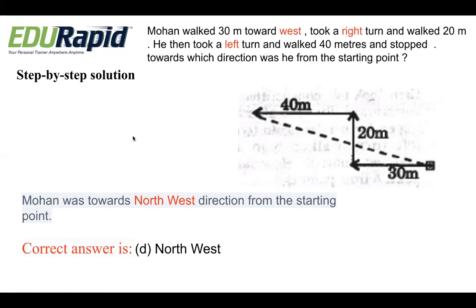Because, let me show you how you need to visualize. Let's say this is east, this is west, and this is north. Let's say he started here. And the question was asking him to go 30 meters here. From there, he went 20 meters here. And from there, he went 40 meters here. And he reached here. What direction is this? This is a cardinal direction, that is north-west. That's how you answer these kind of questions.